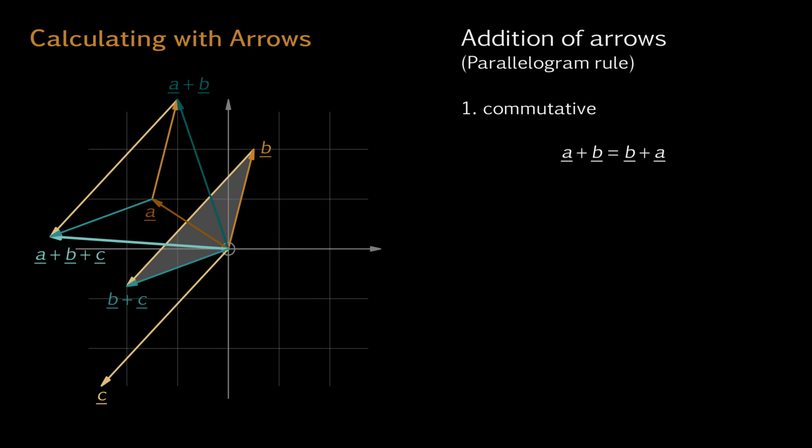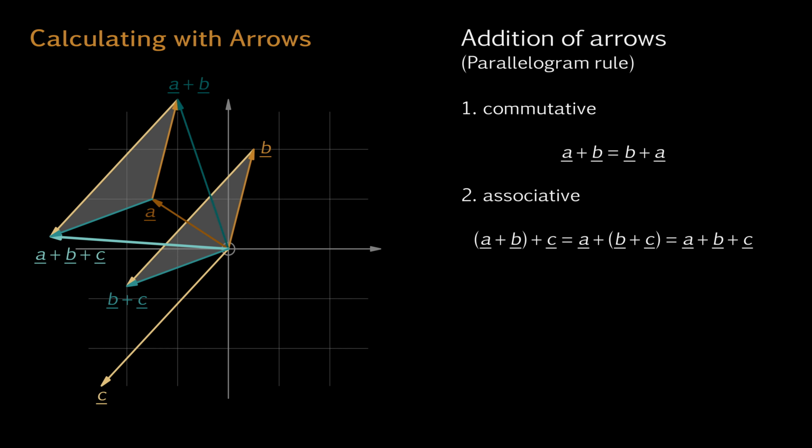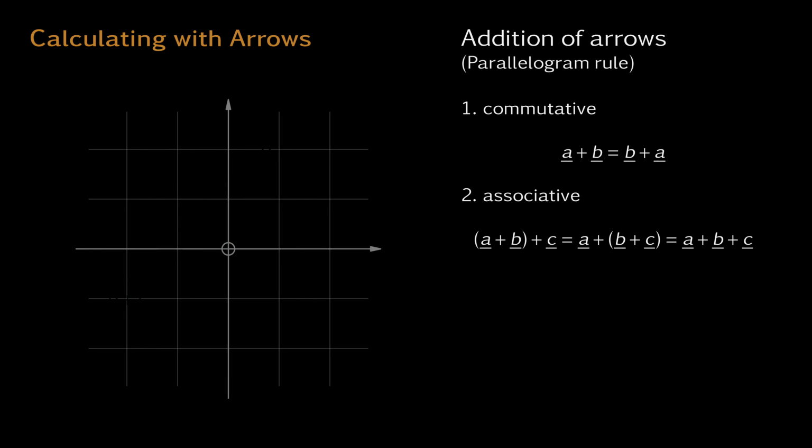By construction of B plus C, we have a closed triangle. Since all arrows with the same color are parallel to each other and have the same length, we can find a copy of our triangle shifted to the head of A. Therefore, both variants give the same result, which means our construction is also associative. Now there's a special arrow with length 0, the zero arrow. We can draw it as a dot. If we take any arrow A and add our zero arrow, the result is simply A. This zero arrow acts as a neutral element for our operation.